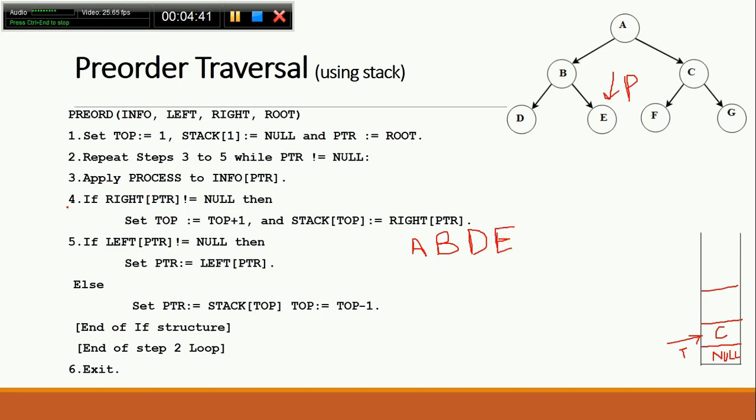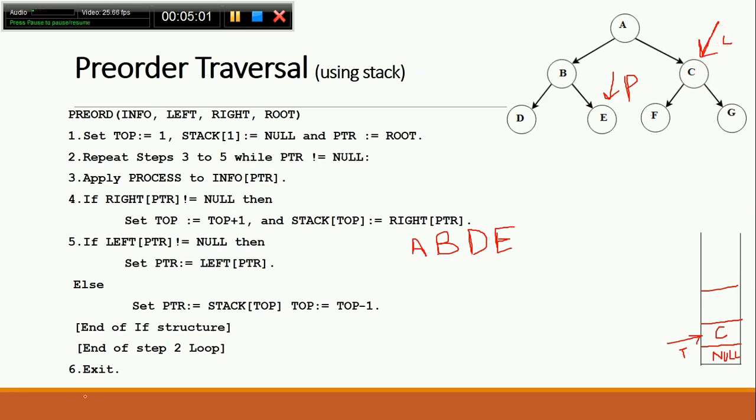So the step number 4 is not working. For the step number 5, the if part will not work because the left PTR is equal to null here, because we did not have a left child here. Then it says whatever you have in the stack top, the PTR should point there. So the PTR should point to the C now.